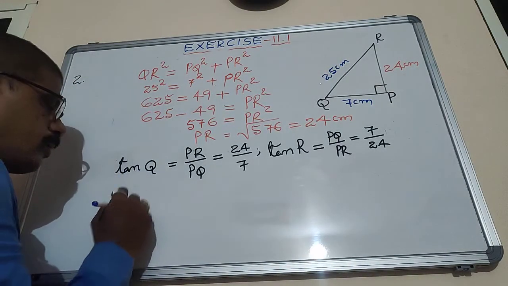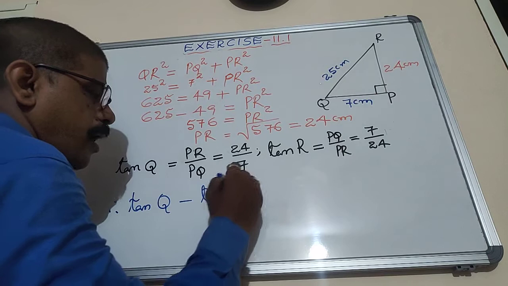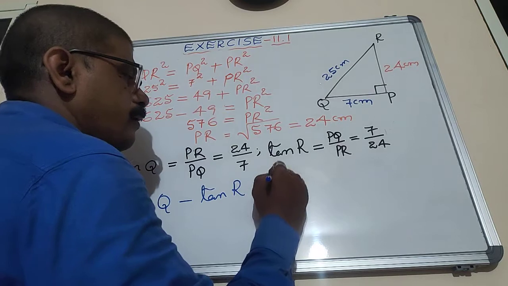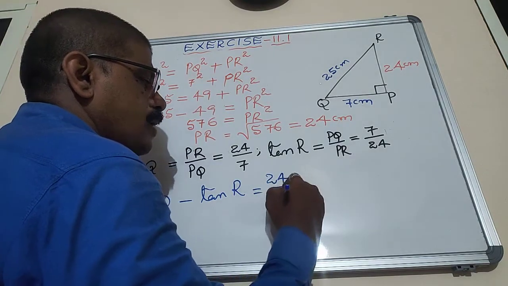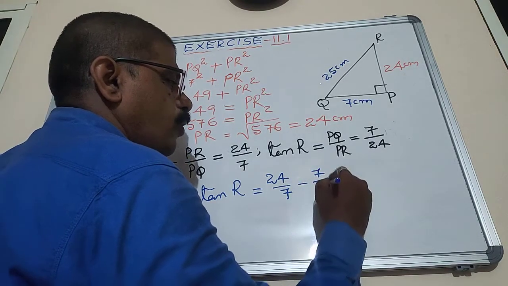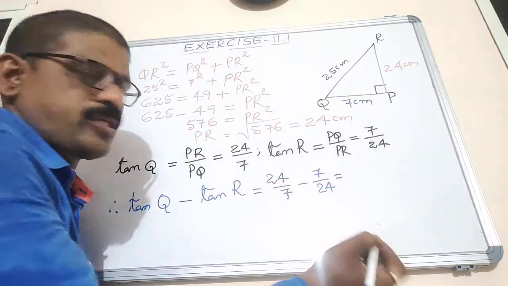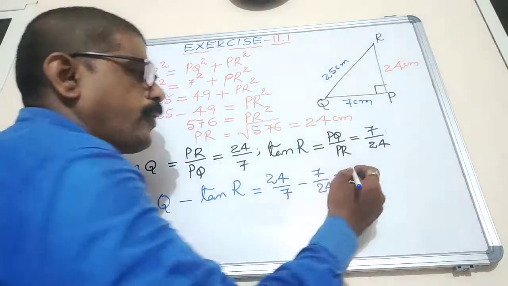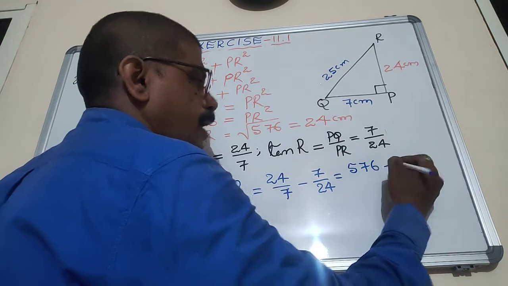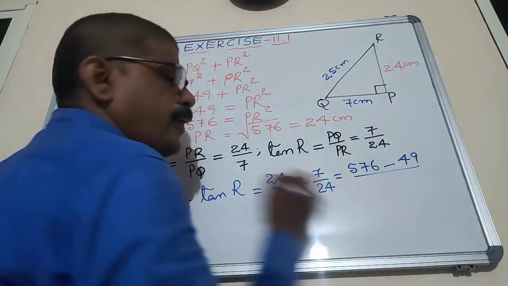Therefore, tan Q minus tan R. Tan Q value is 24 by 7. The sign is minus 7 by 24. Clear? Now, these are unlike fractions. By cross multiplication, 24 into 24, 576. The sign is minus 7 sevens are 49 whole by 7 into 24.